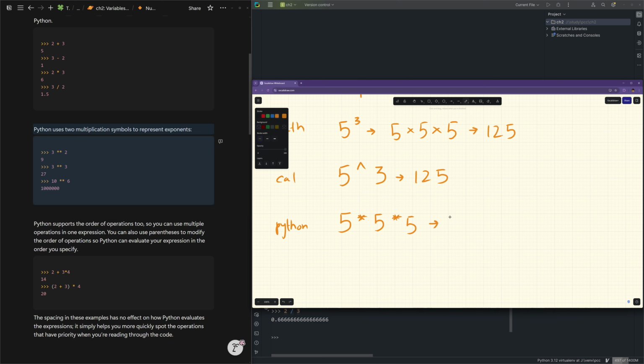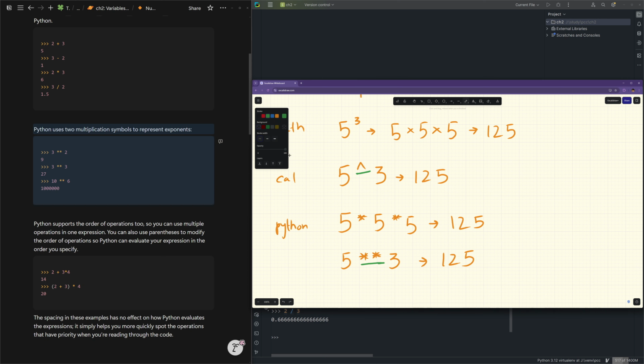That would give you, of course, 125. Or there's a shortcut, which is 5 double asterisk 3. Sorry, not 5, 3. That will give you, I forgot to finish that, 125. So to make it simpler, double asterisk does the same thing that a caret symbol does on a calculator.